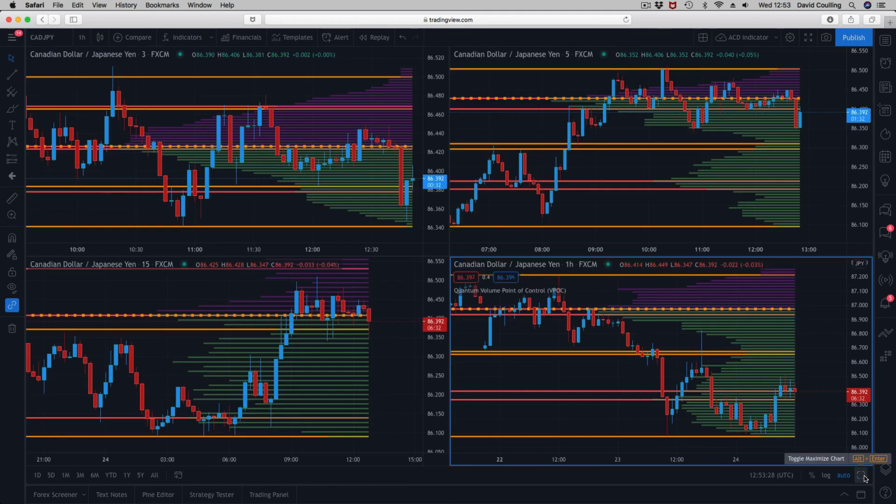So that's how to use the VPOC in multiple time frames. We'll take a look at some more examples on some other markets.